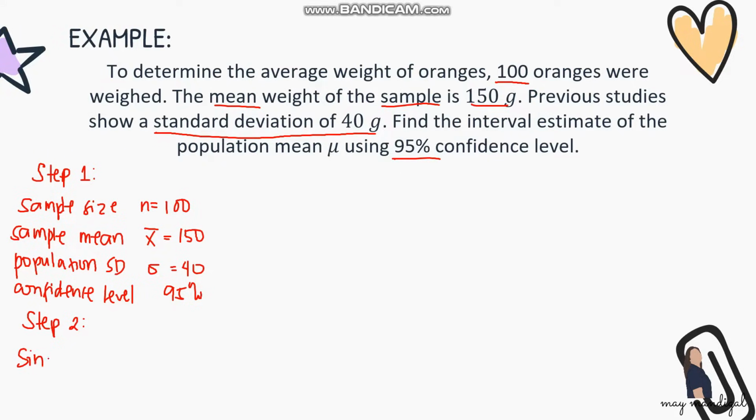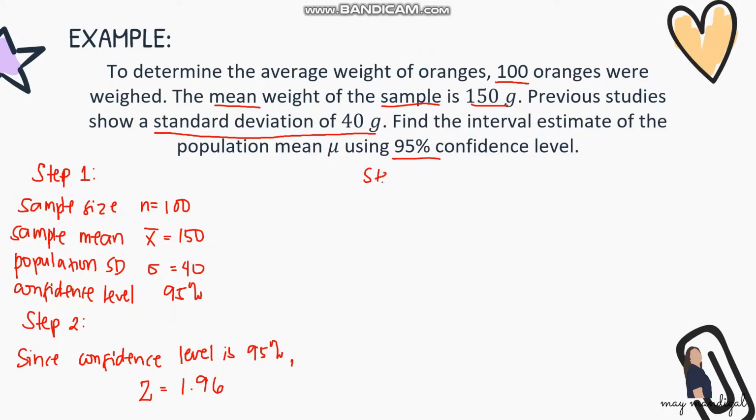So since the confidence level is 95%, just look at the values that I gave a while ago, the 3 values there. Since the confidence level is 95%, the critical value, or the z-value that we will use, should be 1.96. So again, this is now the value that we will use.